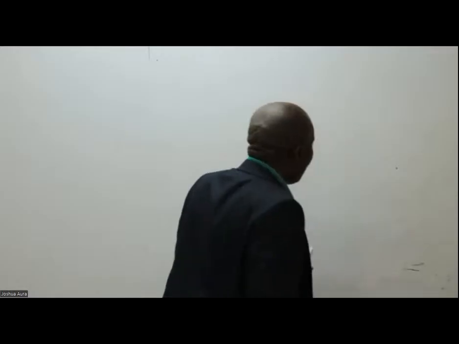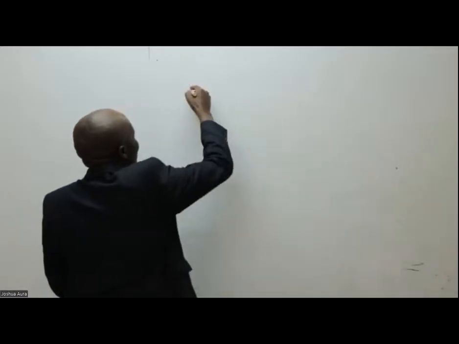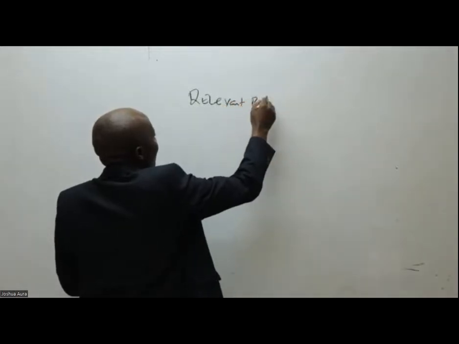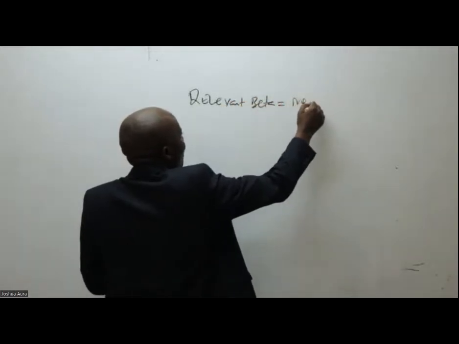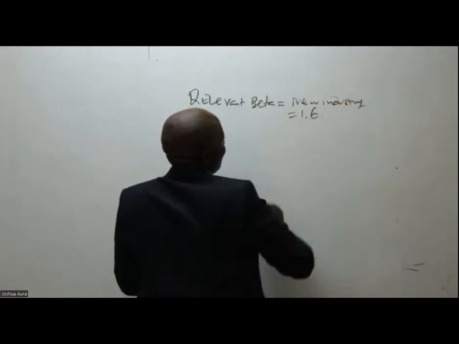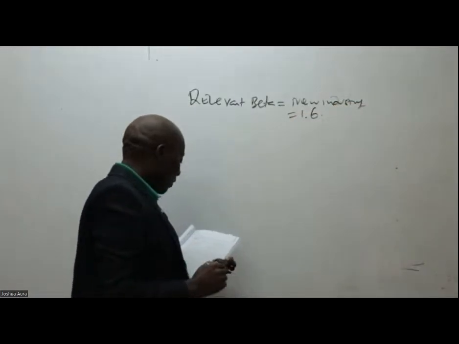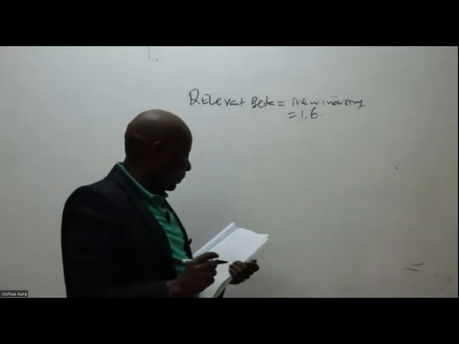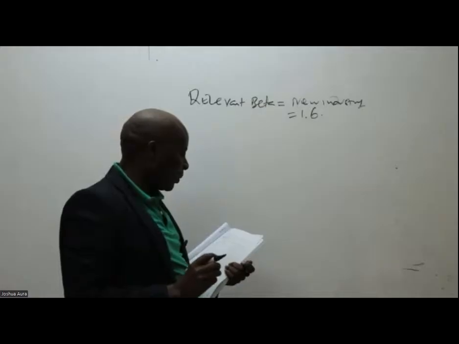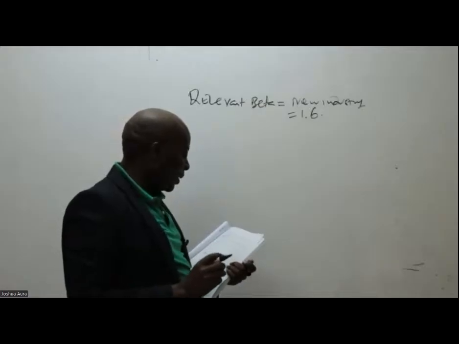Thank you very much, 1.6. So the relevant beta here is for the new industry, which is 1.6. And then number 2, the gearing in the electronics industry averages 30% debt and 70% equity.